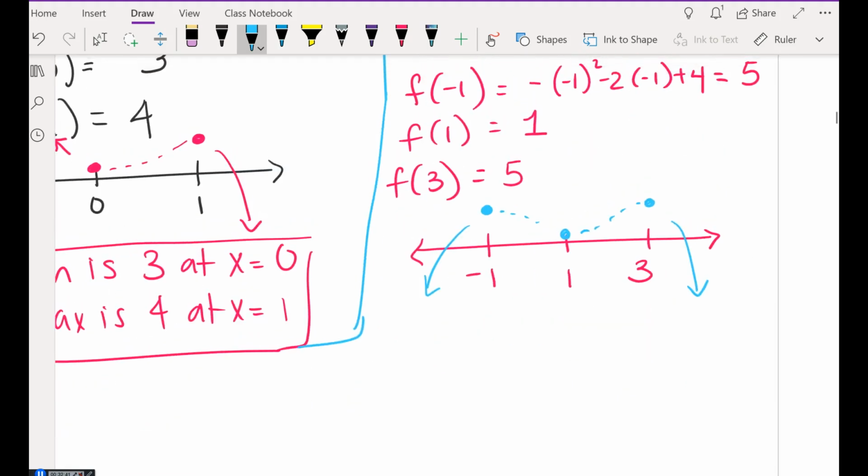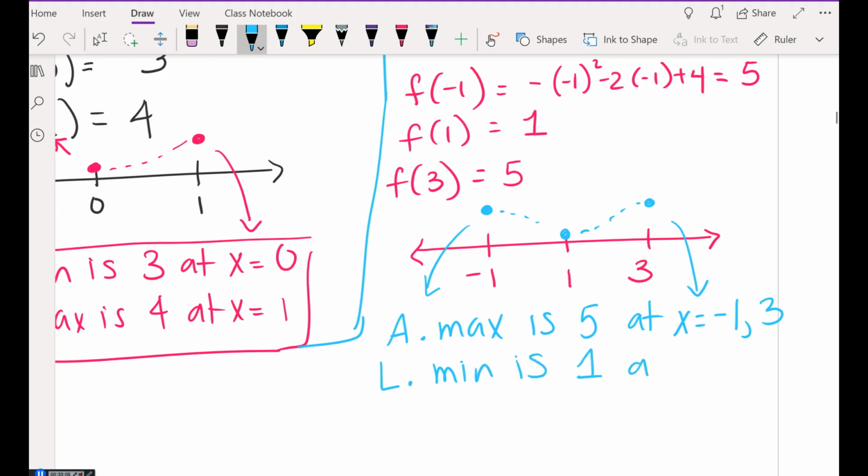All right, what did you write as your final answer? Absolute max is what? 5. At how many locations? -1 and 3. Absolute. No, actually, there's no absolute min. That's not an absolute min. It's a local min, 1 at x equal to 1.